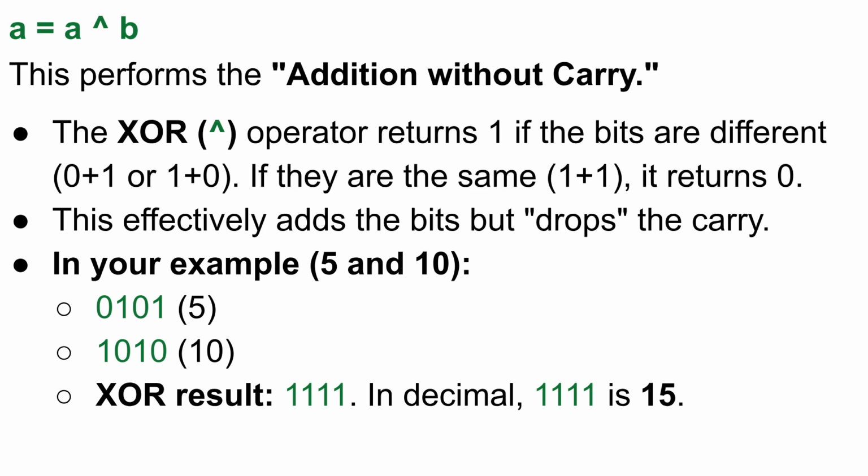a equals a XOR b. This performs the addition without carry. The XOR operator returns 1 if the bits are different, 0 plus 1 or 1 plus 0. If they are the same, 1 plus 1, it returns 0. This effectively adds the bits, but drops the carry. In your example, 5 is 0101 and 10 is 1010. XOR result: 1111. In decimal, 1111 is 15.